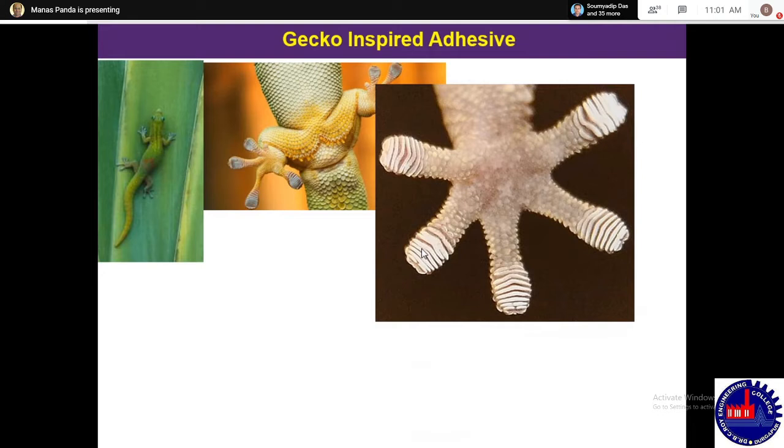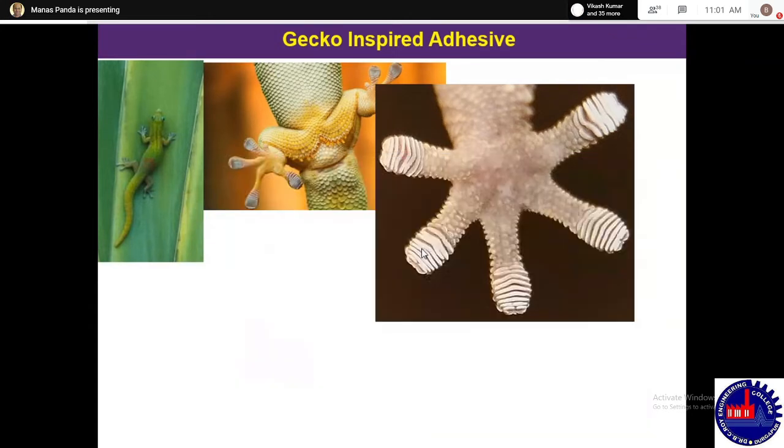Now another important inspiration is the gecko, which we call a big lizard. Okay, so this animal can easily climb the wall, right? They can climb defying gravity. So how can they defy gravity? What is there? Do they use any adhesive, or do they use something else?